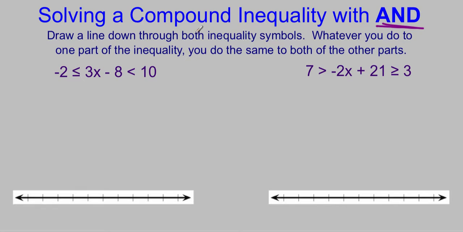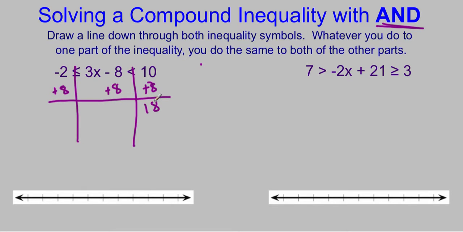So our rule is we're going to draw a line down through both inequality symbols. Whatever we do to one part, we have to do the same to both of the other parts. So think of it as there are three parts to our inequality. We just have to treat all three of them equally in order to keep everything balanced. So we solve it the same way. Focus on the x. They subtracted 8, so I'm going to add 8, but I'm going to do it on both sides, or all three sides. Here, 18 is greater than 3x is greater than or equal to 6.